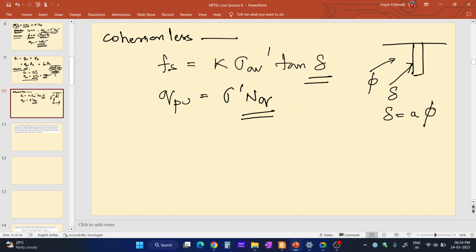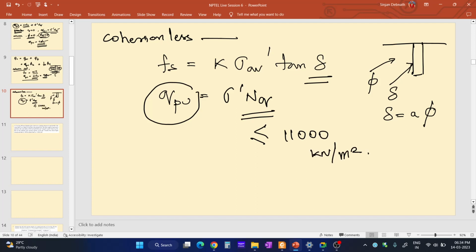And we must also note that this QPU should not be greater than 11,000 kilonewton per meter square. After finding out this QPU, we must ensure that it is lesser than 11,000 kilonewton per meter square. Suppose we are calculating QPU, and if we get a value like 15,000 kilonewton per meter square, we must consider 11,000 at that time.